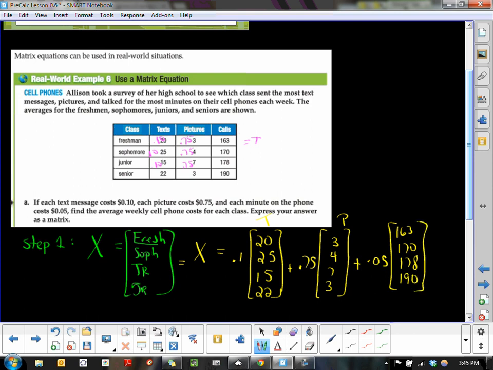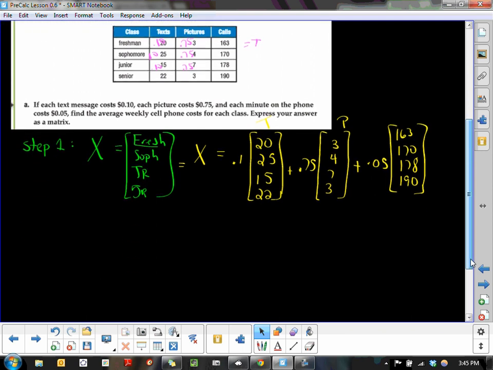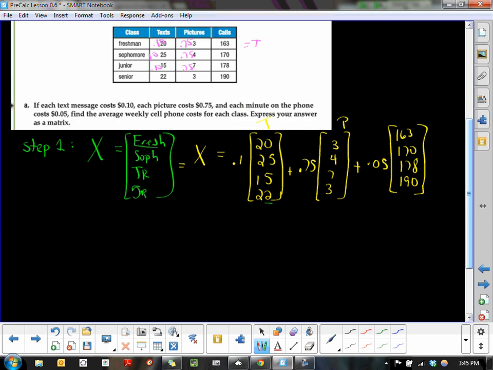So I can use the scalar multiplication concept that we looked at earlier to help us figure out how much money each class is spending on text, how much money they're spending on pictures, and how much money they're spending on phone calls. So we're going to multiply all these by the scalars. That's going to be $2, $2.50, $1.50, and $2.20. Since we're dealing with cost, I'll put in the dollar signs. This $2 represents how much our freshmen spent on text. This is the sophomores, this is the juniors, and the seniors.